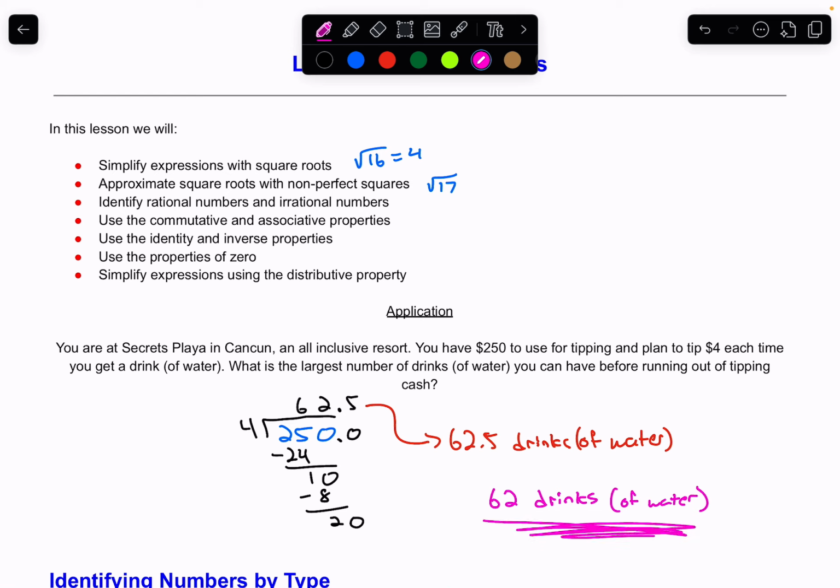You're not going to order 63. We're not going to round up, because then you'd be out of tipping cash or you'd only be tipping half as much on the last one. That's a little rude. So instead, we round down. You can get a maximum of 62 drinks of water.